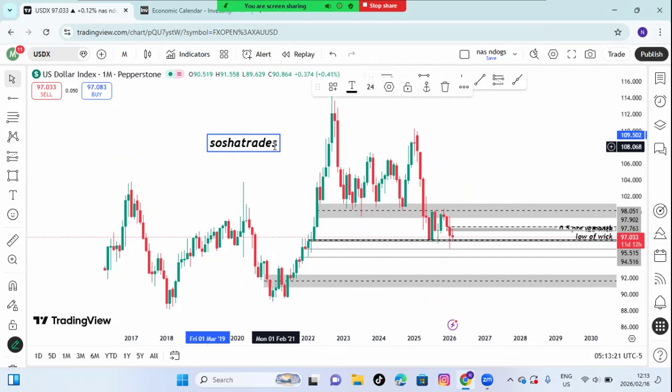So now we're going to look at the US dollar index, right? We're going to look at the US dollar index and have fun with it.